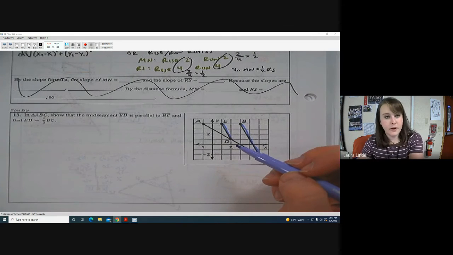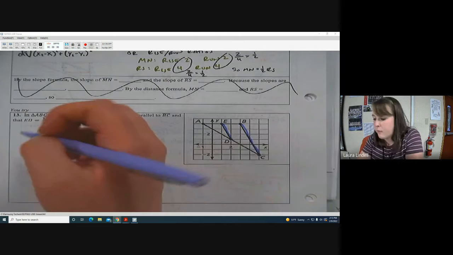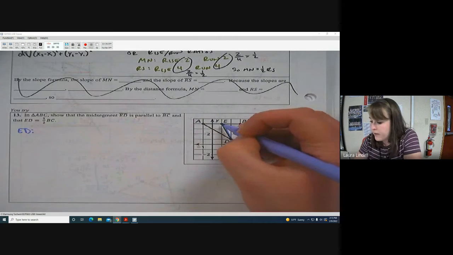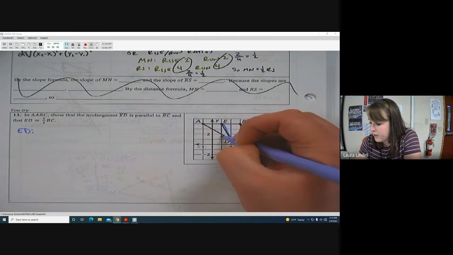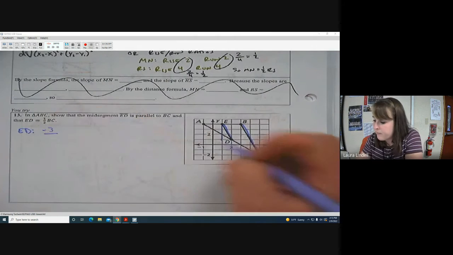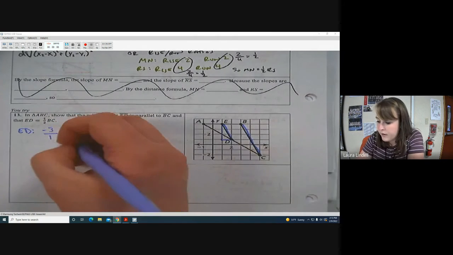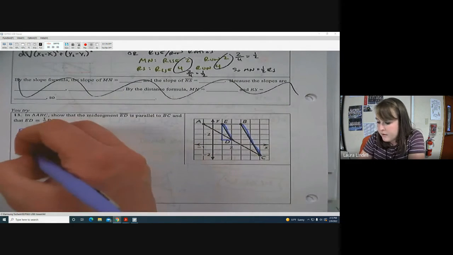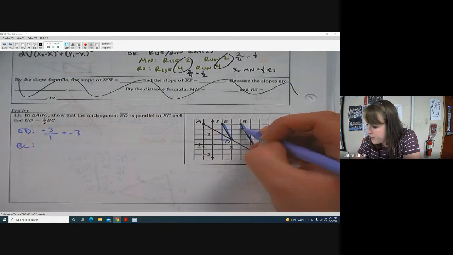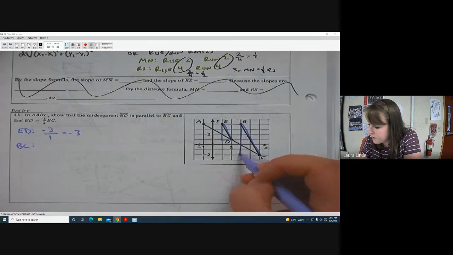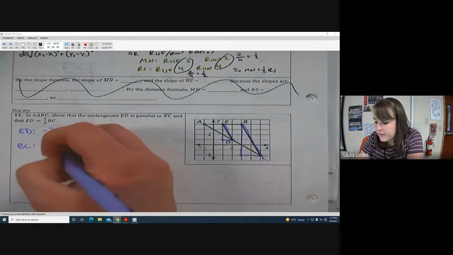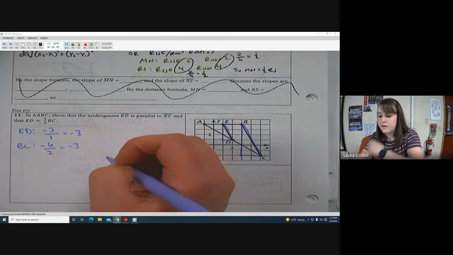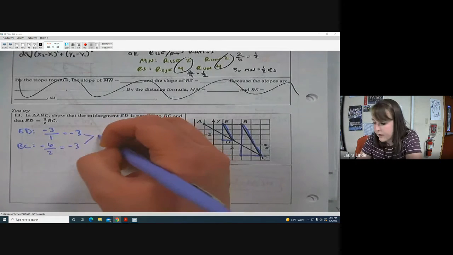All right, so hopefully you paused it. Here we go. Here's how we would do it. To show the same slopes, the slope of ED, the rise over run here from E to D, you have to go down 3. So our rise is -3 over 1, so the run is 1. Reducing this, we get -3. For BC, I have to go down 6 over 2. So negative 6 over 2, which also is negative 3. So we've got our same slopes going on.